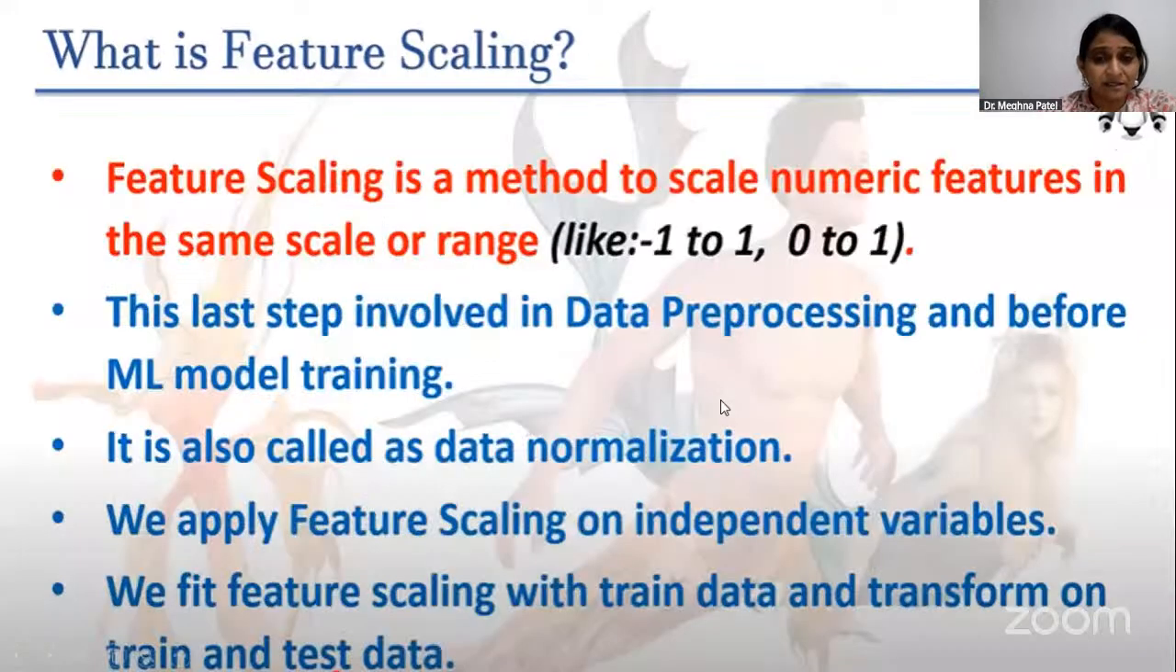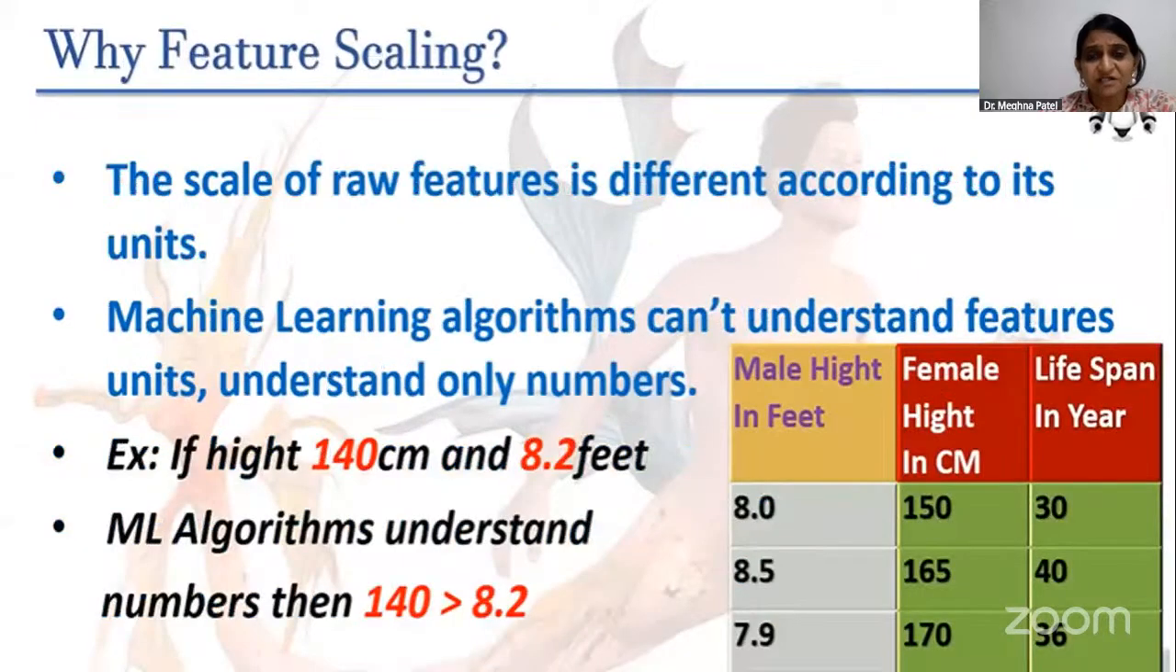So when you are giving the data to the model, what happens here? 140 centimeters. See, this is a good example. 140 centimeters and 8.2 feet. Which one is greater? Normally 8.2 feet is greater compared to 140 centimeters. But machine learning understands that 140 is greater than 8.2.